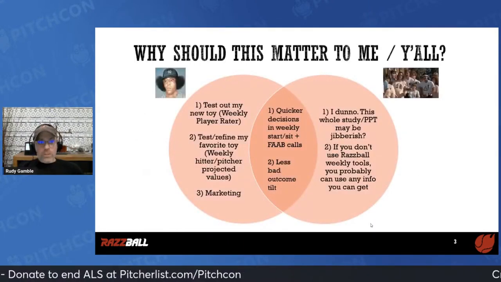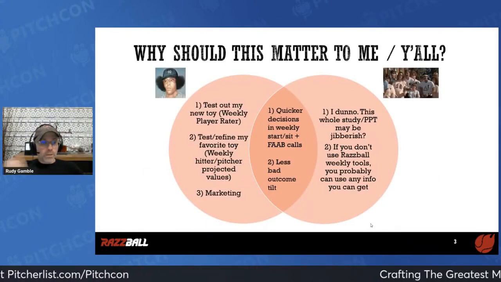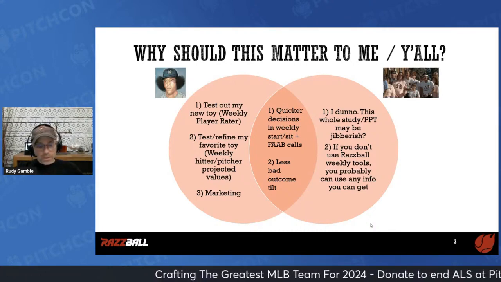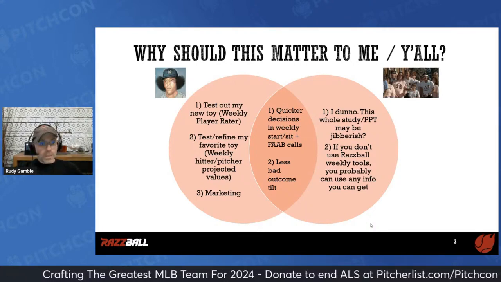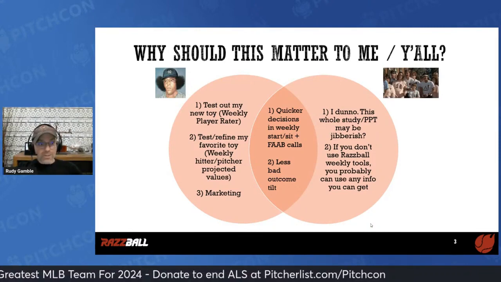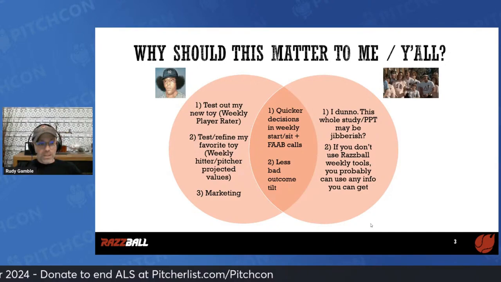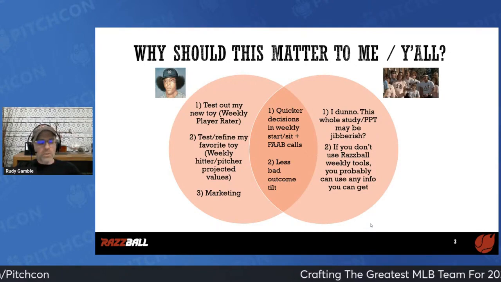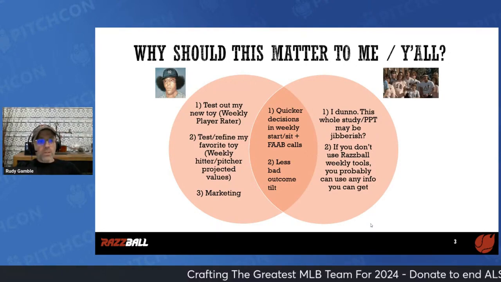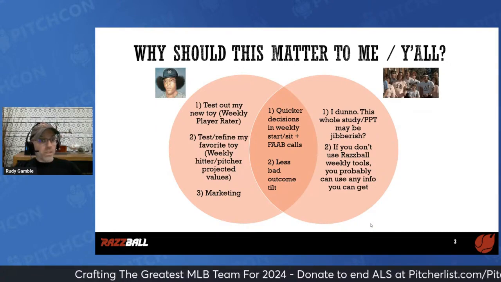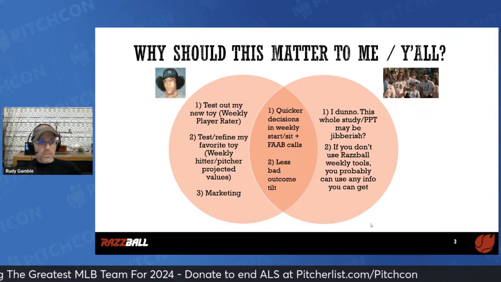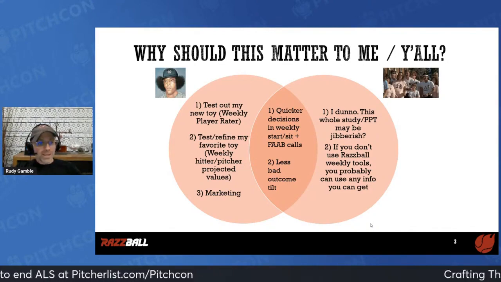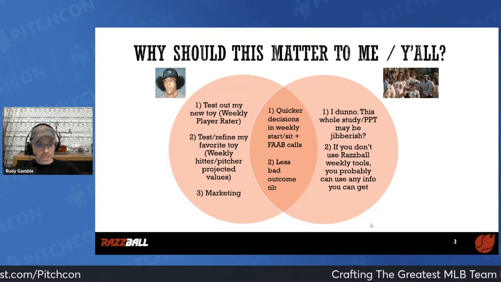So the next question is why this should matter. Why should this matter to me and all of you? For me, and I did this as a Venn diagram, trying to be more visual, I wanted to test out the weekly player rater. Analyses like this help determine: does anything need tweaking? Did you do it right? It also is going to help me test and refine my favorite toy, which is the weekly hitter and pitcher projected values. So when I see things like, oh, why is that crappy pitcher valued at $5 for that 2-start week, I have a data set I could go back into to analyze it.